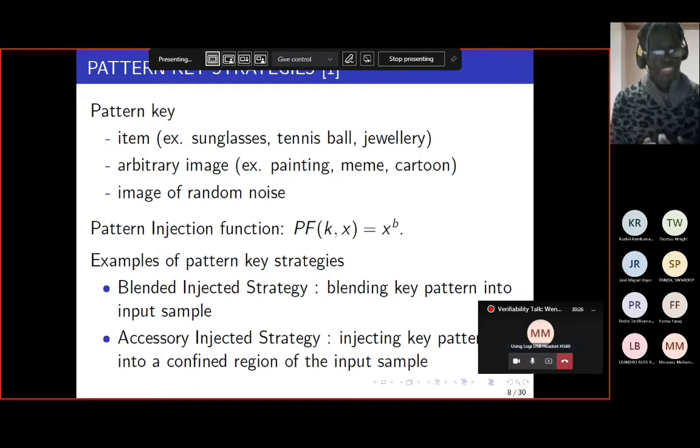In this case, you have a pattern injection function that combines your backdoor key and elements in the input space in order to get your backdoor instance, or your poison instance. And we can do this in two ways. You can blend your pattern key into the whole input sample, and this is called the blended injection strategy, or you can inject the key pattern into a confined region of the input sample, and that is the accessory injection strategy.